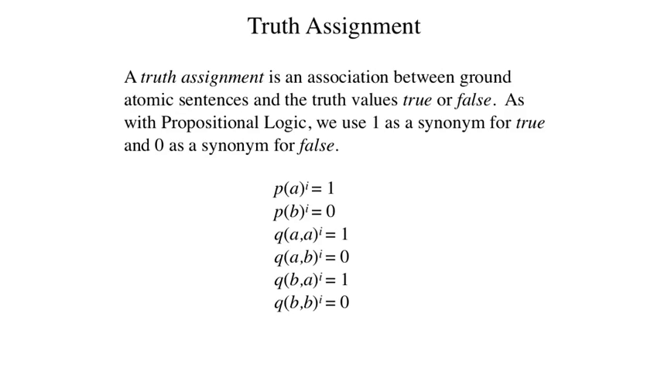A truth assignment for a Herbrand logic language is a function that maps each ground relational sentence in the Herbrand base to a truth value. As in propositional logic, we use the digit 1 as a synonym for true and 0 as a synonym for false. And we refer to the value assigned to a ground atom by writing the atom within the name of the truth assignment as a superscript. The truth assignment I defined here is an example for the case of the language we just saw.